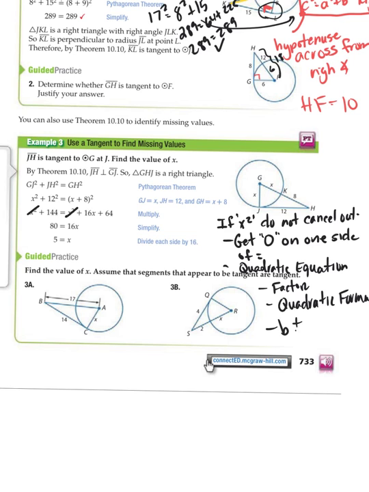Negative b plus or minus square root b squared. All honor students should know this by now. Oops, sorry, that shouldn't have put that C there. That's what I get when I'm talking and I'm trying to write at the same time. So negative b plus or minus the square root of b squared minus 4ac all over 2a is the quadratic formula I would use.